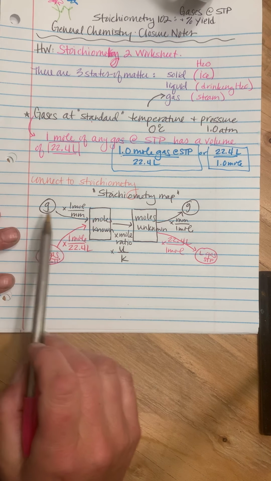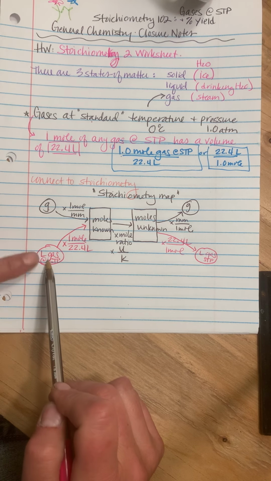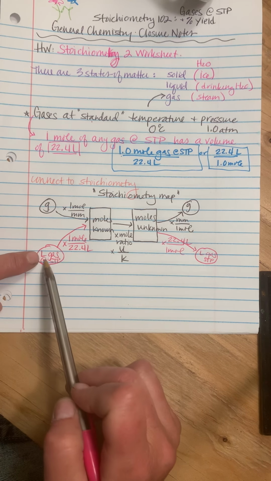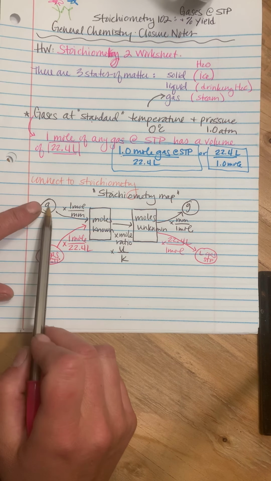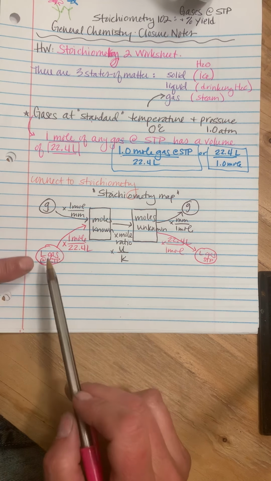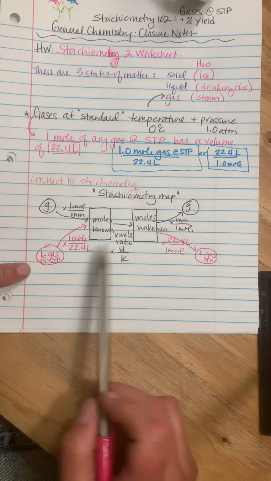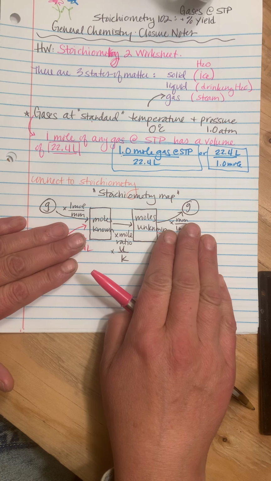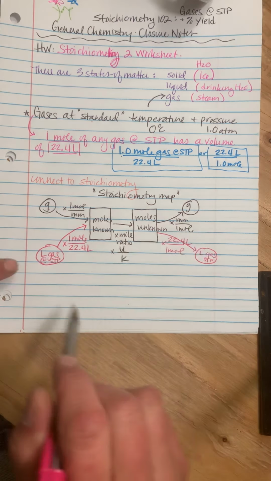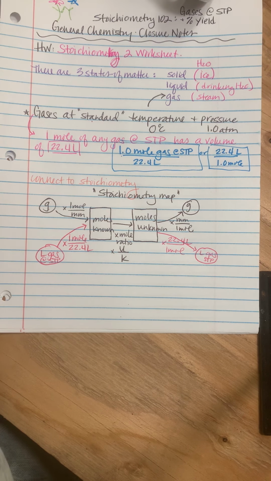Now, if you're asked to start with liters and go to grams, you can do that. You just start here and go this direction. You could also go here, but you can see the 22.4 liters would cancel out. So it would just be like a moles to moles calculation if you were asked to start in liters and answer in liters. Okay, so we're going to do a quick calculation example.